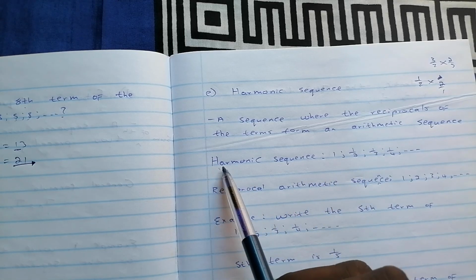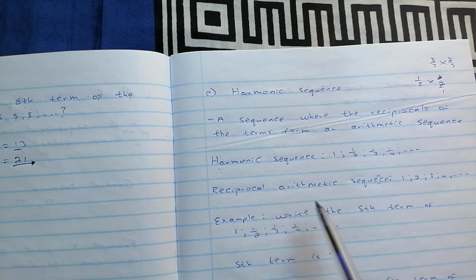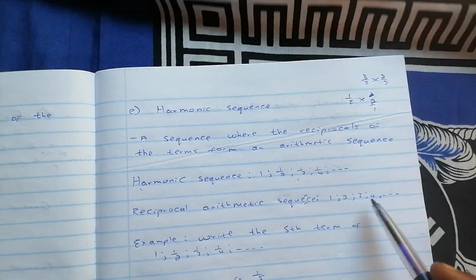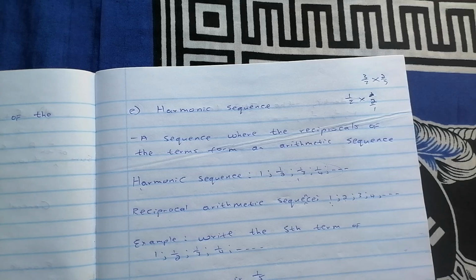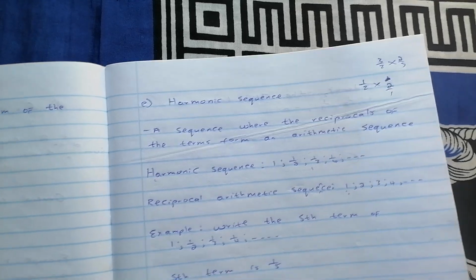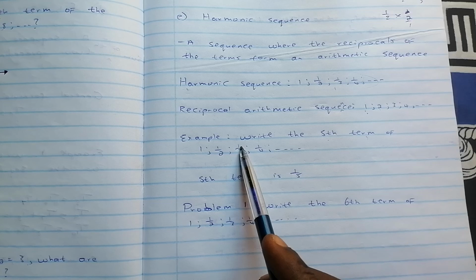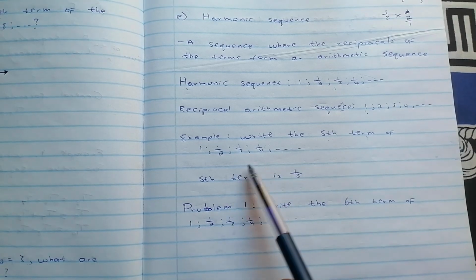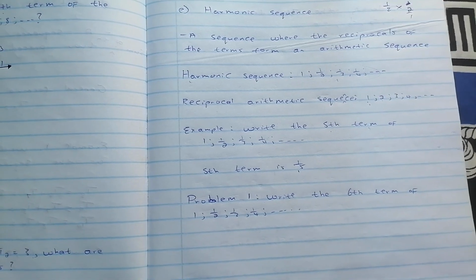So if you're given a harmonic sequence like this, the reciprocal sequence of that sequence is going to be like this: 1, 2, 3, 4. It forms an arithmetic sequence. Okay, so let's look at an example. Write the fifth term of 1, 1 over 2, 1 over 3, 1 over 4. So the fifth term will be 1 over 5. I'm sure you understand.